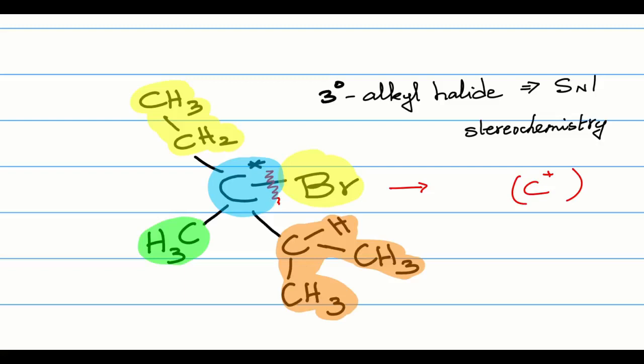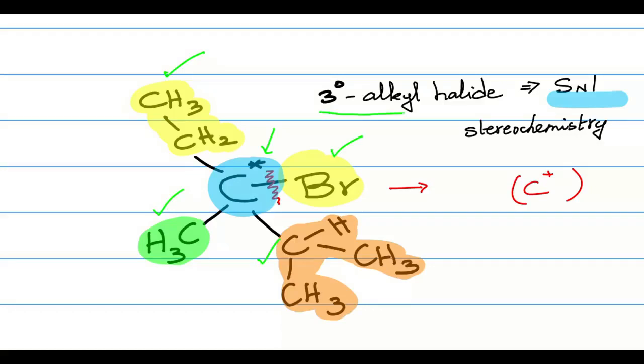Now let's consider a tertiary alkyl halide, and we know that tertiary alkyl halides undergo nucleophilic substitution reaction via an SN1 mechanism, right? So we know this, and here we are taking a chiral molecule, because this carbon, which is colored in cyan, is attached to four different groups: an ethyl group, a methyl group, an isopropyl group, and a bromine.